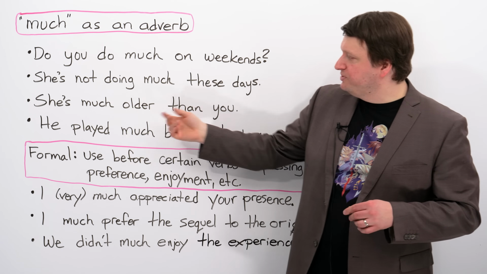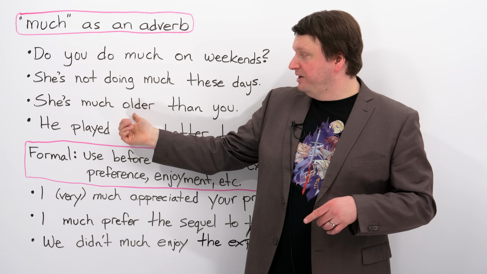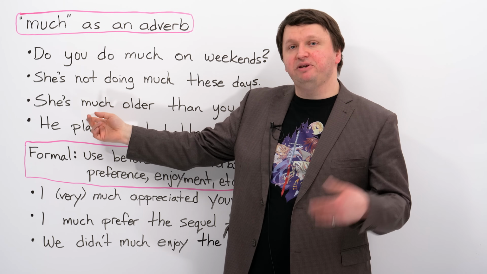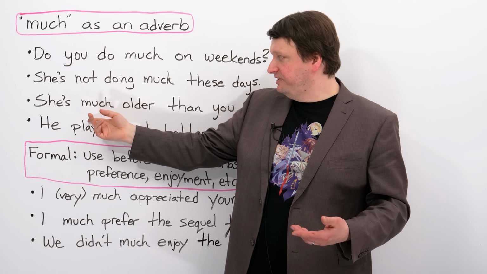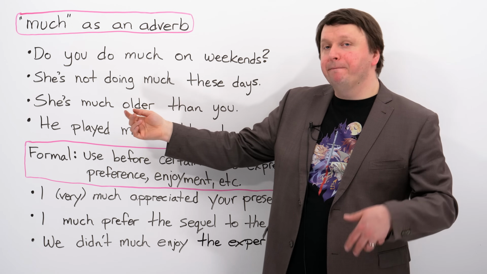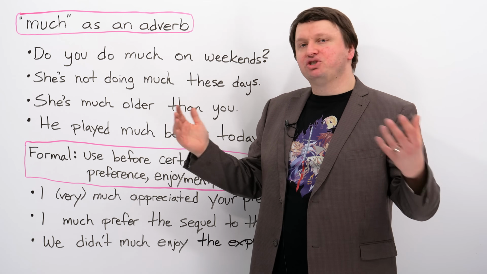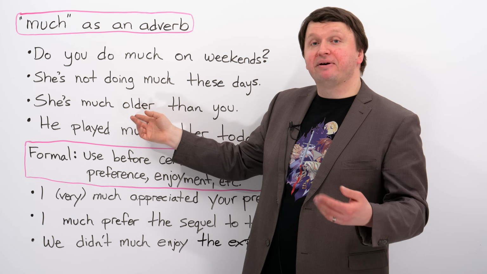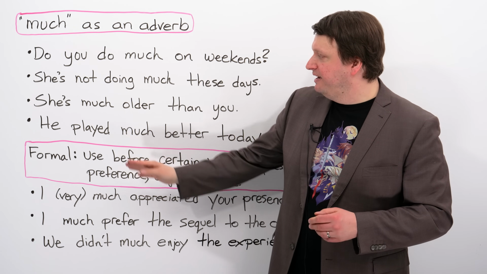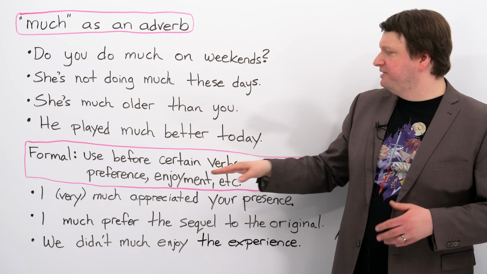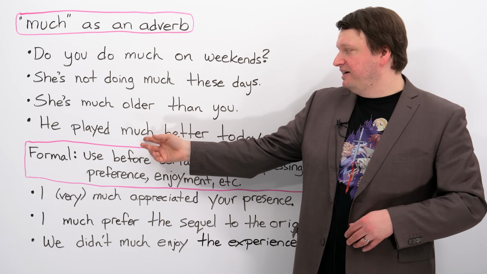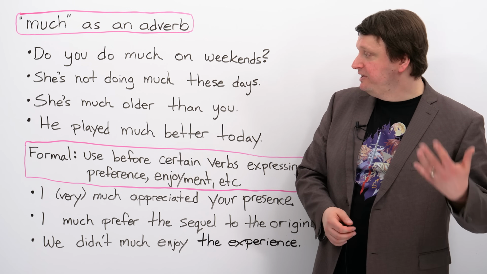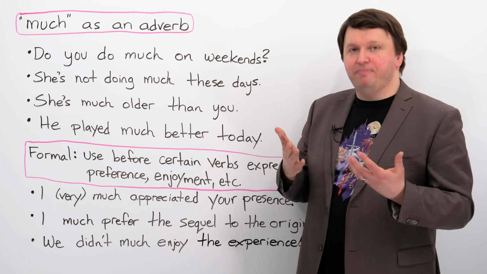She's much older than you. So you have older, which is a comparative adjective. You can put much before a comparative adjective. So much older, much taller, much bigger, okay, much younger, whatever the comparative adjective is. He played much better today. And again, a comparative in this situation, like adverb. So he played better. He played much better.